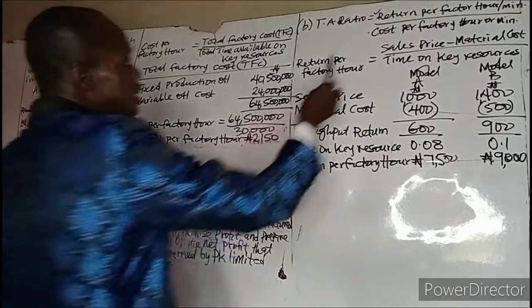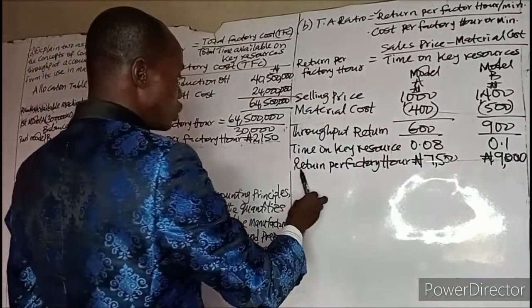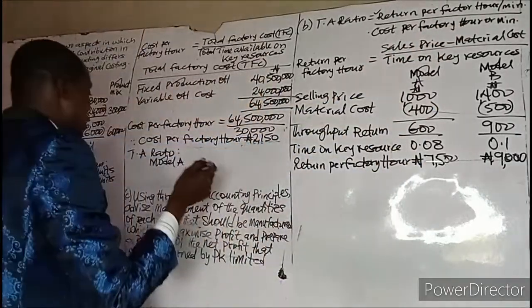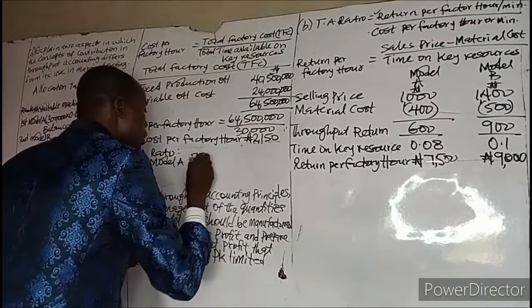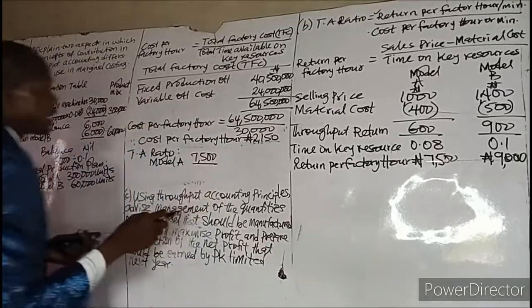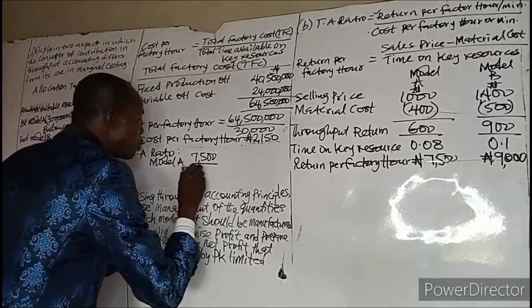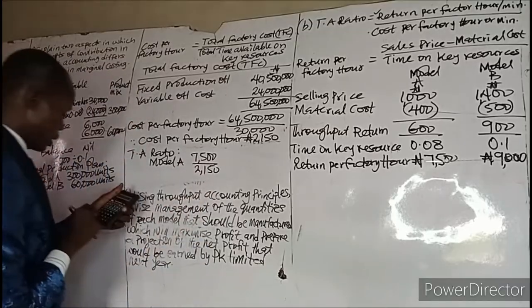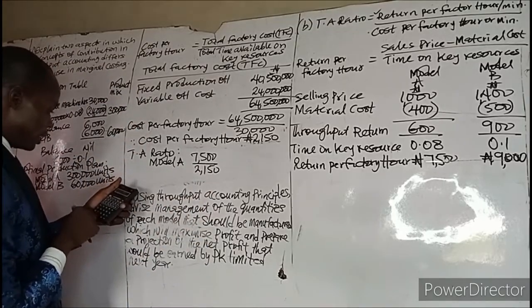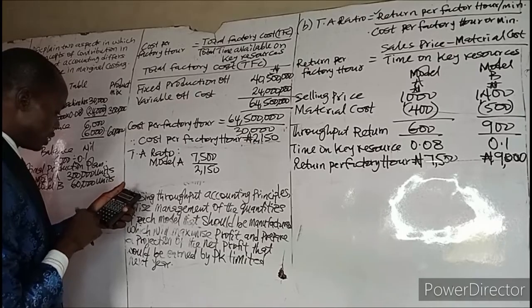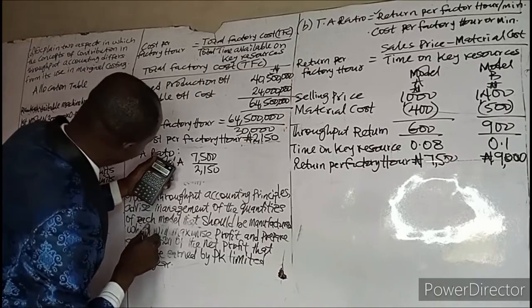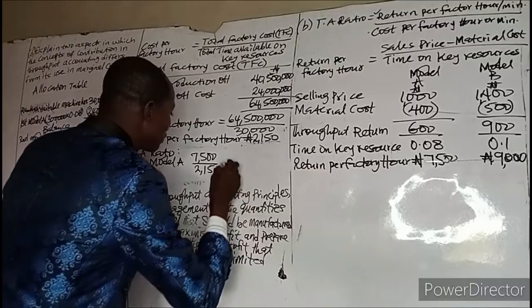Return per factory hour for model A. Return per factory hour, that is 7,500 over cost per factory hour, which is 2,150. 7,500 divided by 2,150. So we have 3.49.